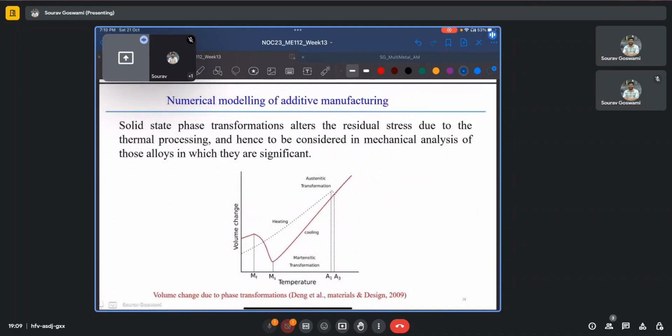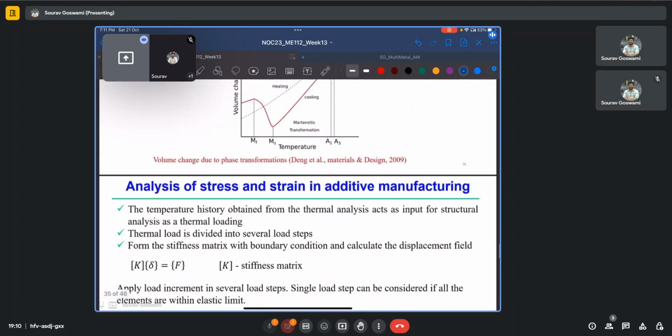And here we see an example of the phase transformation induced stresses in the case of martensitic formation. The solid state phase transformations have been reported to alter the residual stress because of thermal processing. And it is necessary to consider them for the mechanical analysis of those alloys in which such effects are significant. Here we see how during the heating and cooling cycle, the volume change is very significant as the temperature changes.